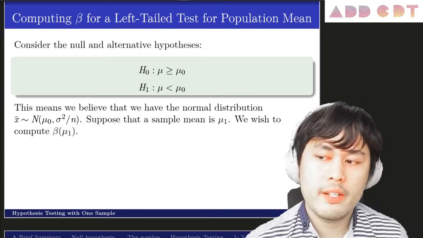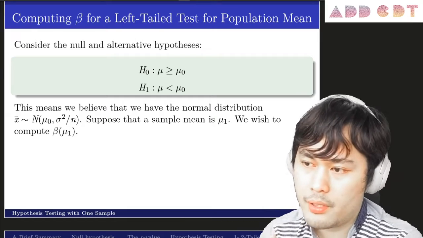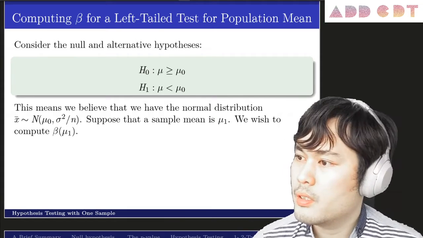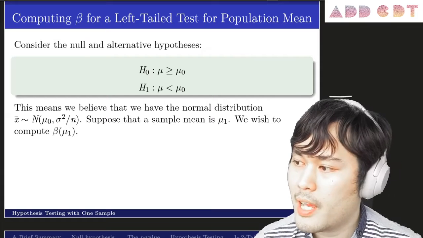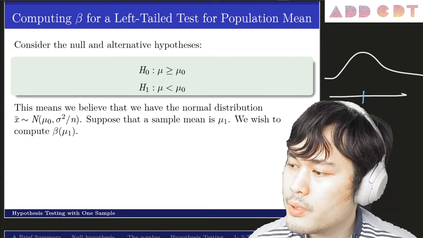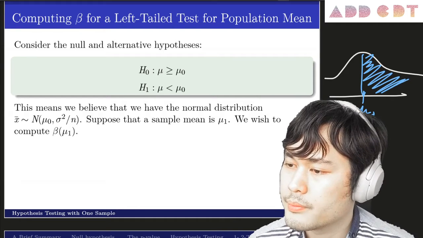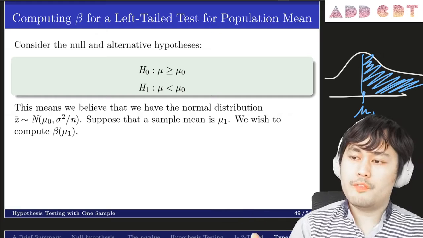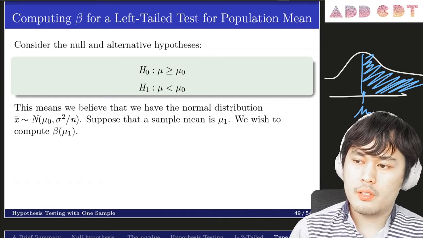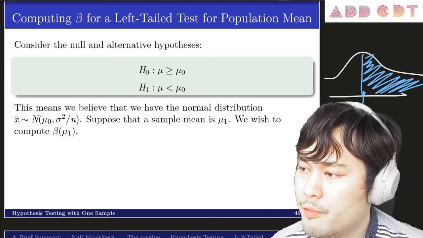So what's the idea here? Let's say we have this null hypothesis and the alternative hypothesis here. So what do we do here at the start? Again, we just put this nice curve, put the mean here, and just shade the area. So we believe that mu, the average, is at least mu0. This is what we believe.